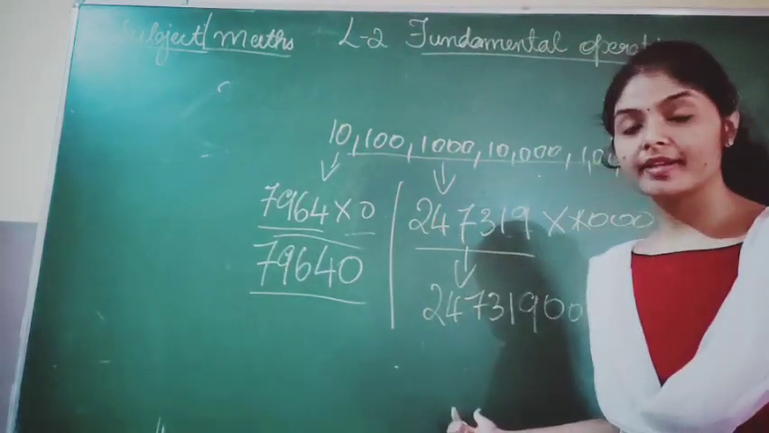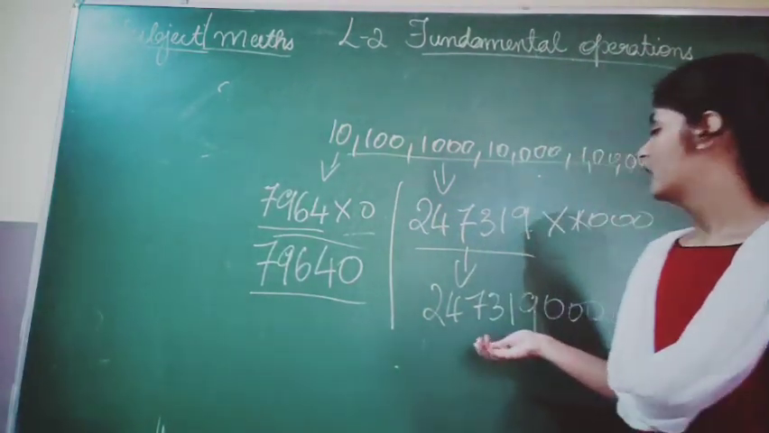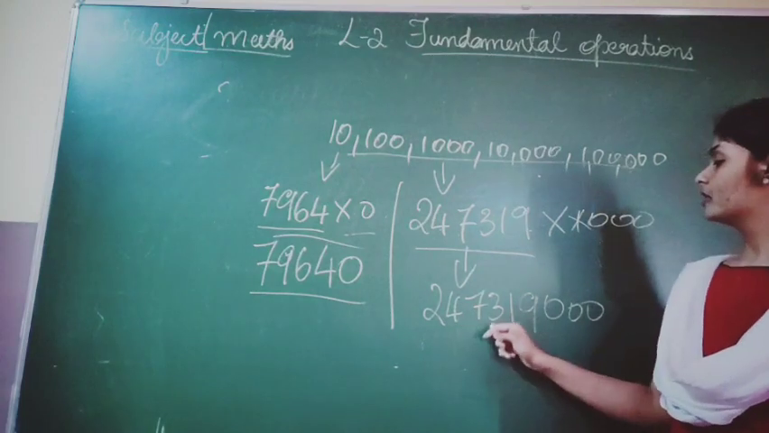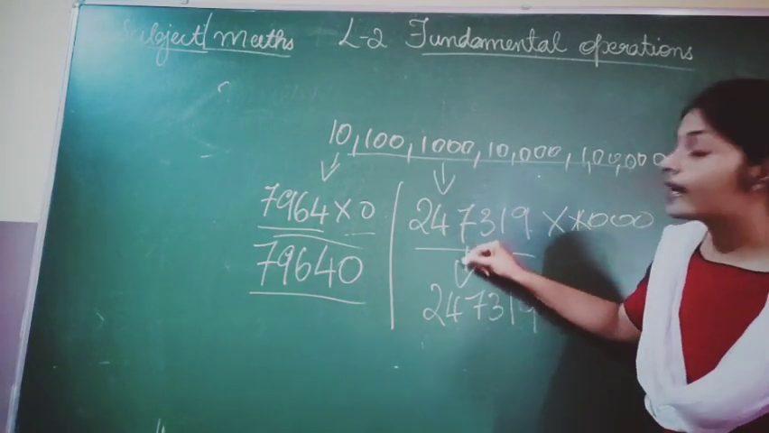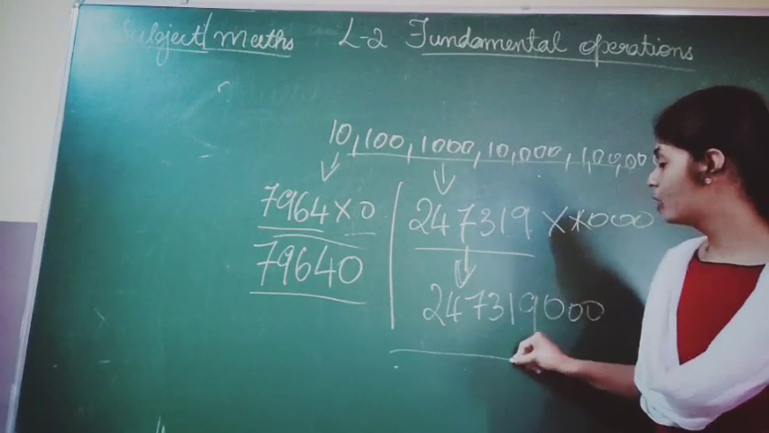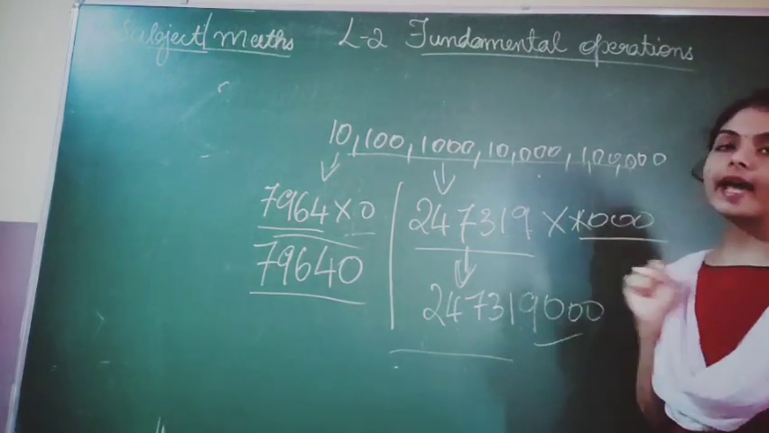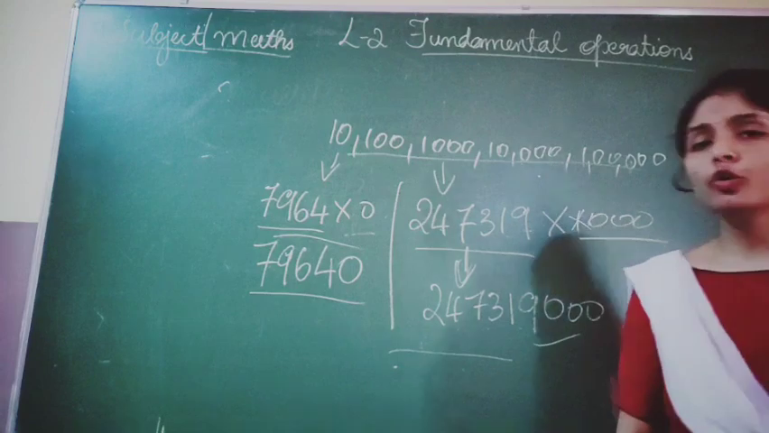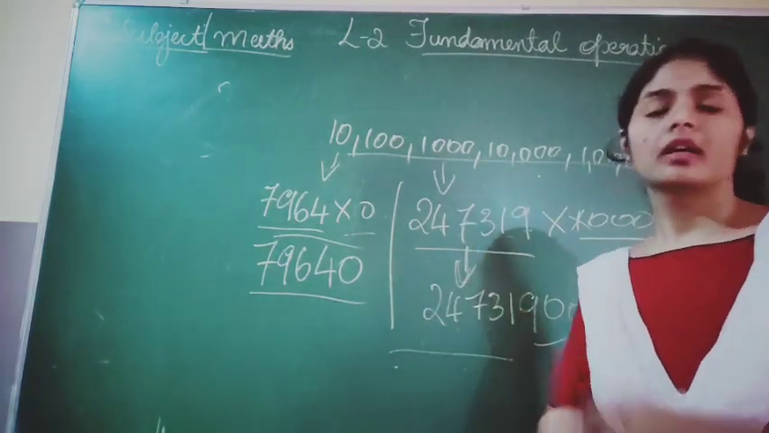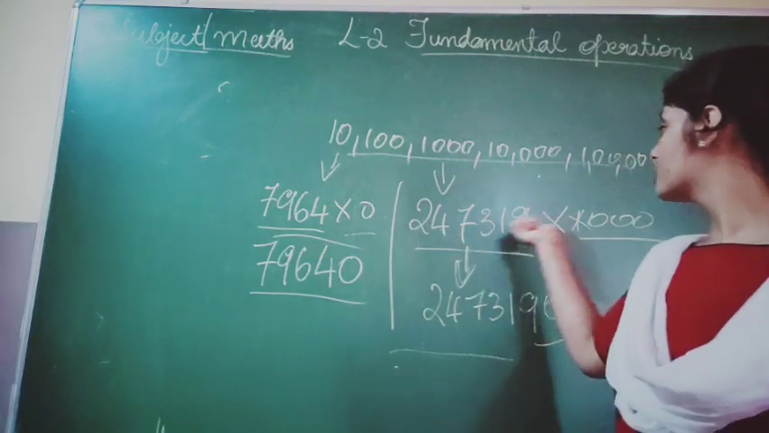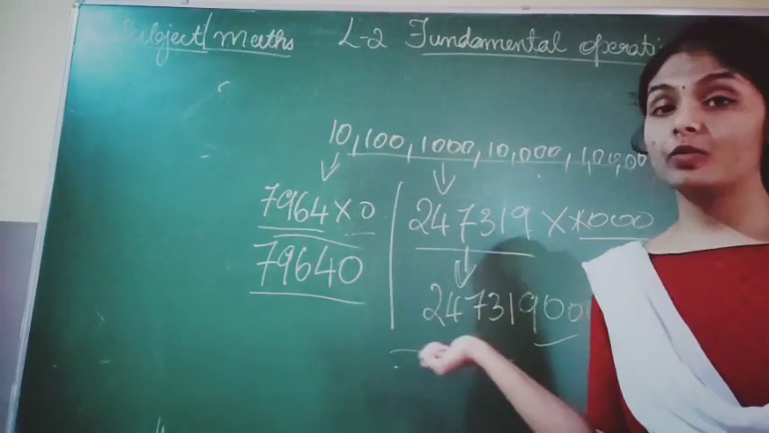Now can you see children, I just switched on the light. You have 2, 4, 7, 3, 1, 9. You should write the number exactly the same below and take these 3 zeros and add. That's it, okay? You don't need to write this and write the 1000 and then start multiplying. That is the big way. The easy way is this.